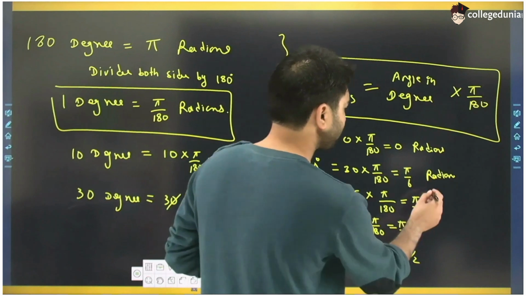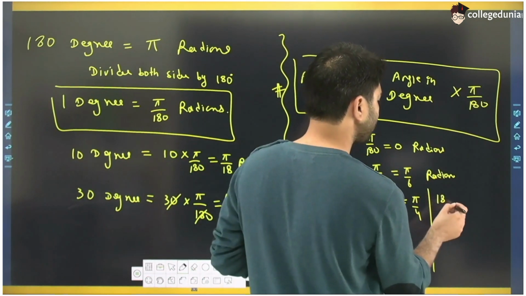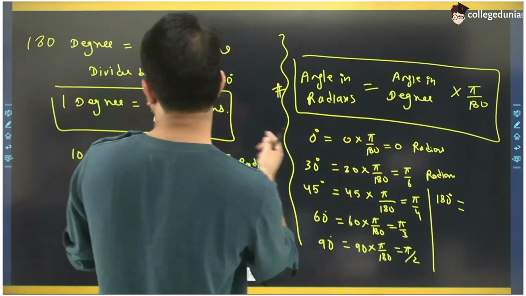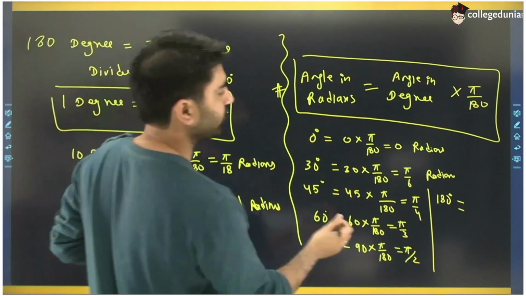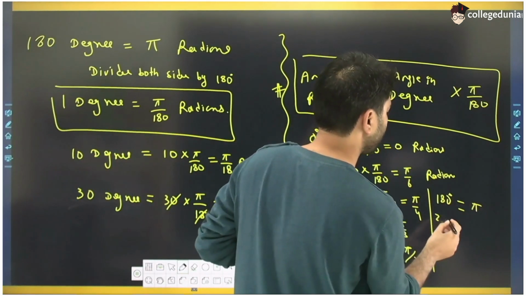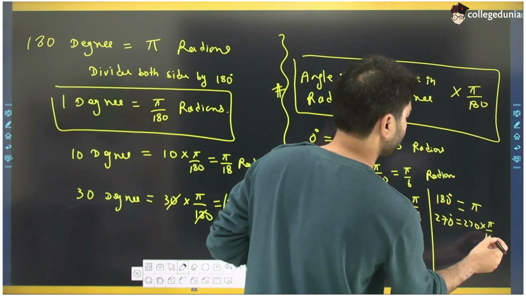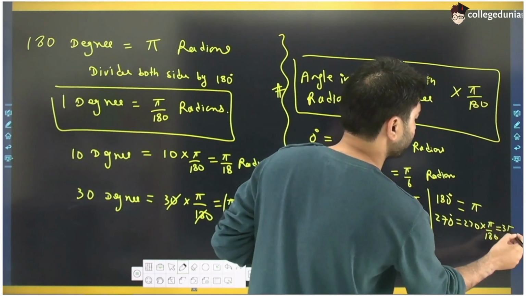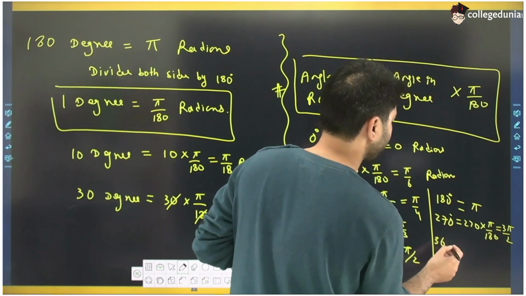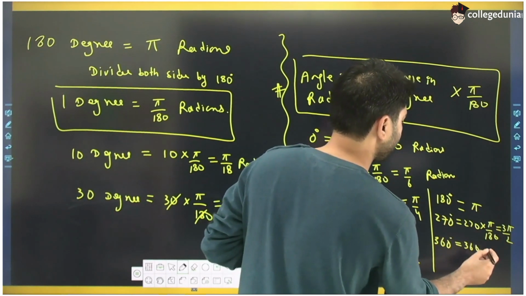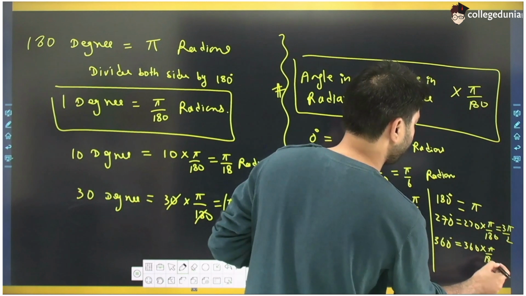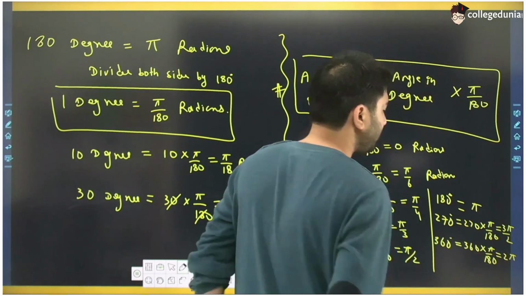Okay, similarly 180 degree is pi radians. 270 degree, this is 270 into pi by 180, so this will become 3 pi by 2. And the last, 360 degree, 360 into pi by 180, so this will become 2 pi radians.